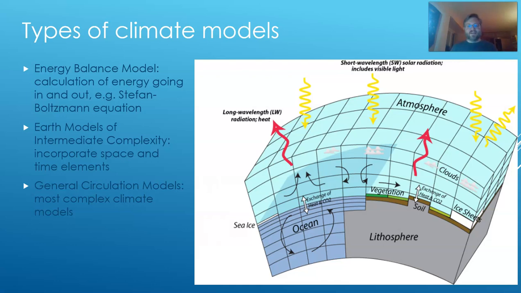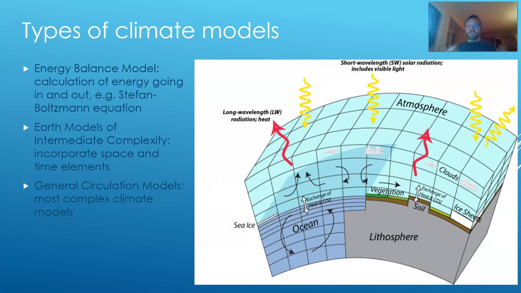It's the middle set of models, and these are notable for incorporating space and time elements to them. So our Stefan Boltzmann equation, that's just a single equation. It's just giving parameters for the entire Earth as if the Earth is just like a single point, a single data point that's looked at in that model.